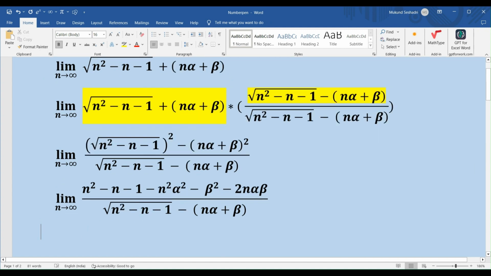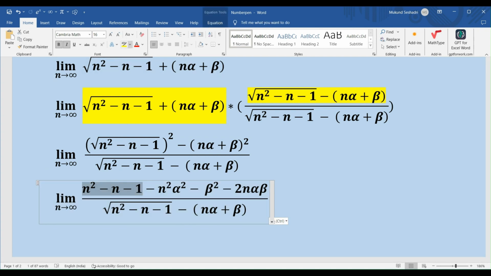When I expand the numerator, the first part of the term becomes n square minus n minus 1, and let me highlight it in a different color, say green. And then for the second part, when I apply the a plus b the whole square formula on n alpha plus beta the whole square, I get n square alpha square plus beta square plus 2n alpha beta. And remember, folks, we have a negative sign, and therefore the second part of the expression in the numerator becomes minus n square alpha square minus beta square minus 2n alpha beta, right? So this is what I have in the numerator.